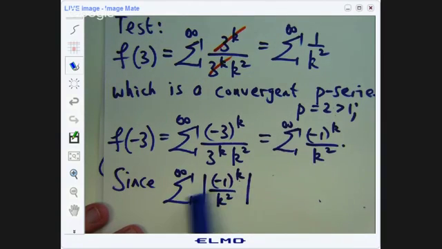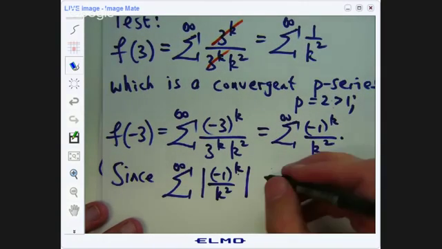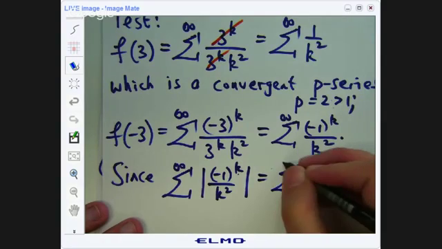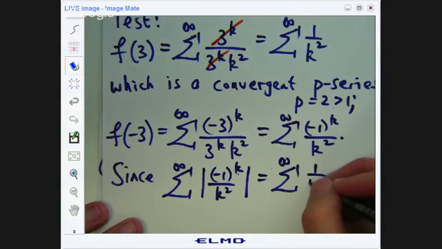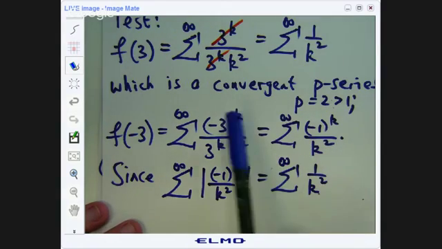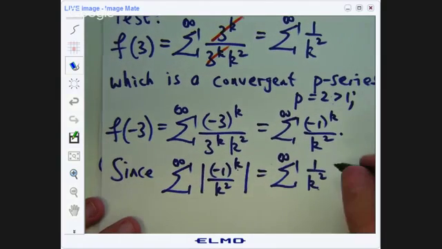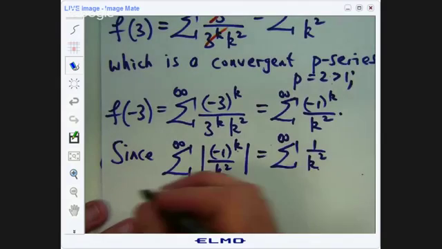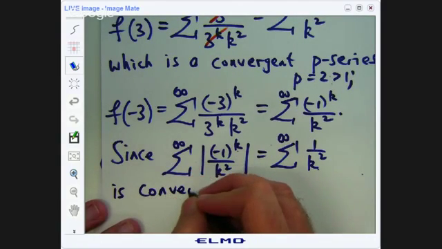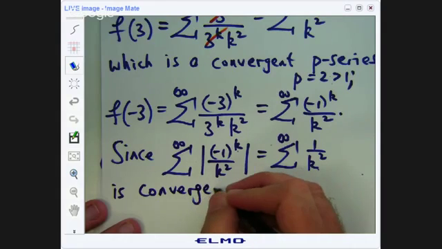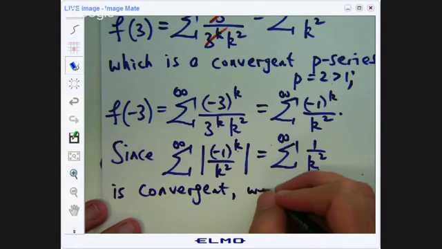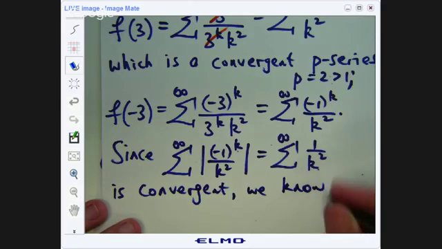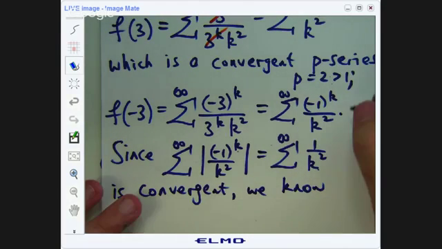So you can say since the absolute value series absolutely converges, there's a theorem that tells you the original series has to also converge. So we know that this series is a convergent p-series. That tells us that the original series, so let's call this, I don't know, double star.